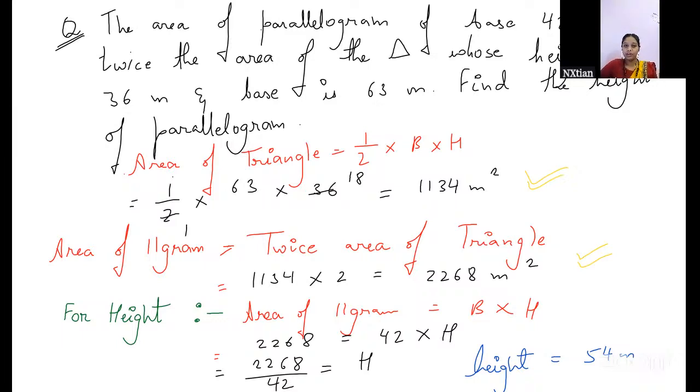Now we have the area of the parallelogram, and we have its base. Now we have to find its height. So, like I said, when you are given the area and the base, you can just divide the area by the base to find the height. So we divided 2268 by 42, and we get the height, that is 54 meter, of the parallelogram. Hope it's clear to you all now.